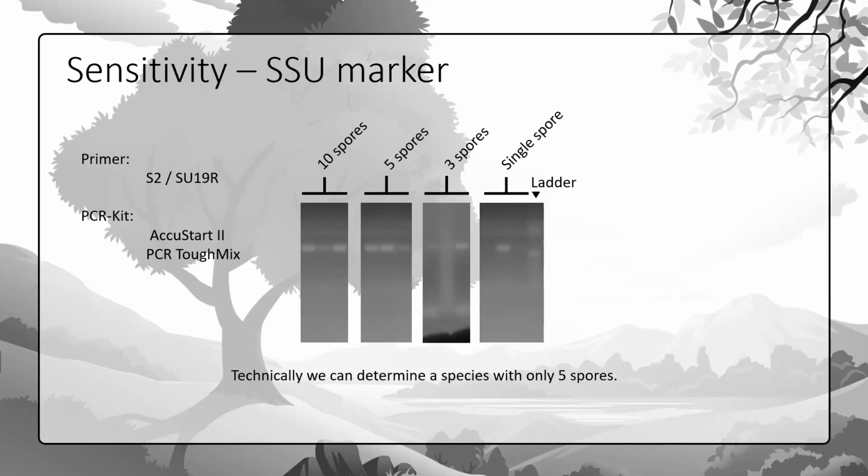This is the second repetition for the single spores, and it's basically always the same result. One is quite clear, one is completely out, and the third one is somewhat there. So just to be on the safe side, 5 spores is doable for determining one species.